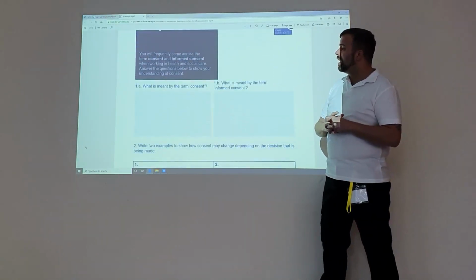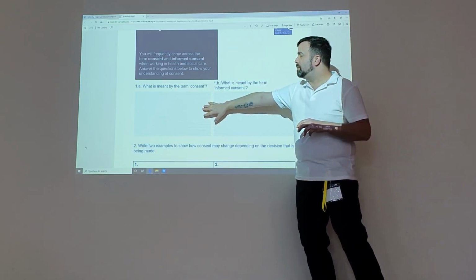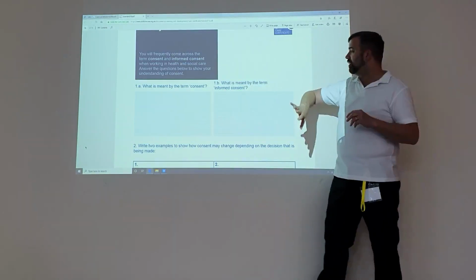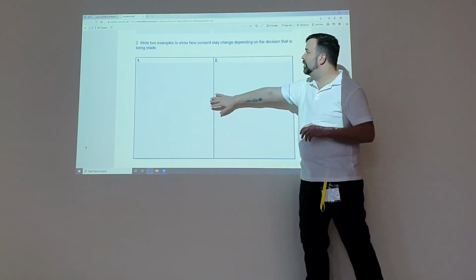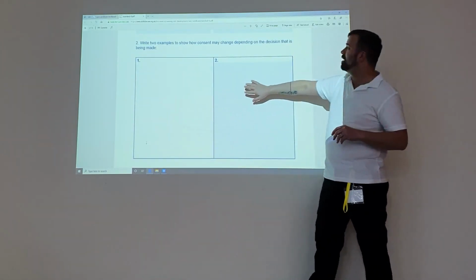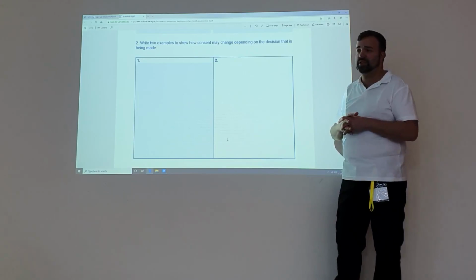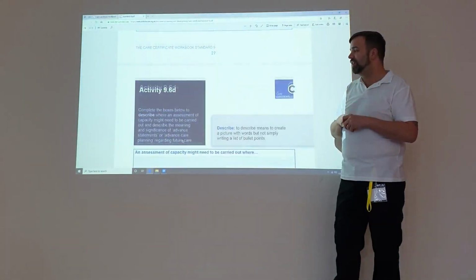Okay, and finally a few more here. What is meant by the term consent, so we're going to fill that in, and what is informed consent. Here you're looking at two examples on how consent may change depending on decisions that are being made. So again, just think of an example.